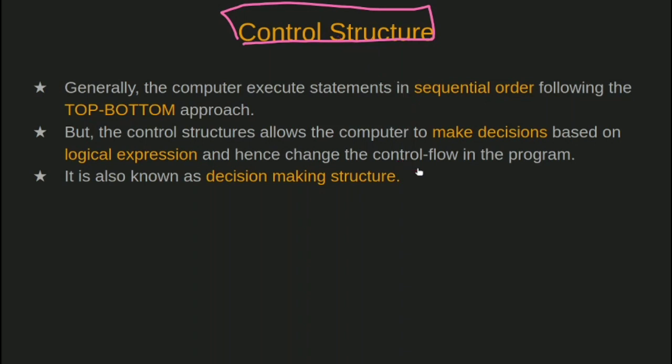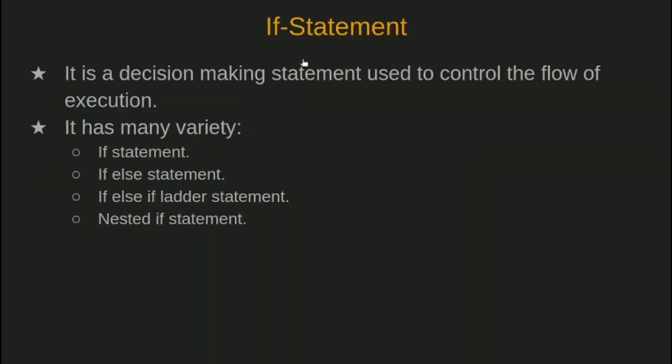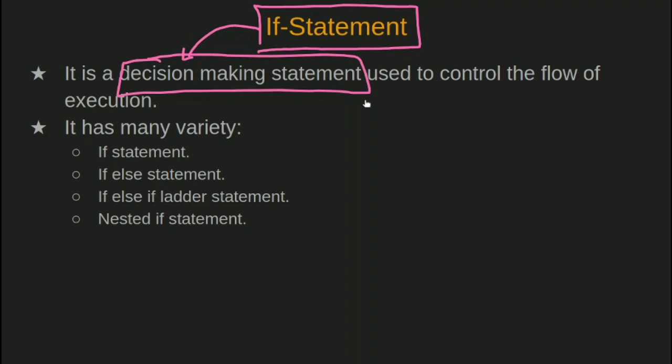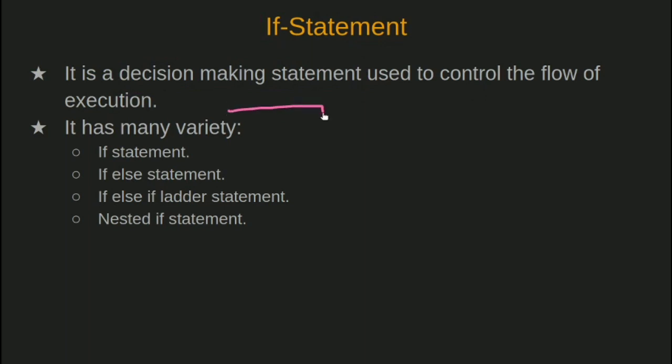Now that we know what a control structure is and what it does to a program, let us look at the different types of control structure that the C programming language has to offer. Let us now discuss the first type of control structure, and that is our if statement. The if statement is a decision making statement, and it's used to control the flow of execution. This if statement comes in many varieties, such as the simple if statement, the if else statement, the if else if ladder, and lastly the nested if. Let us now look at these varieties one by one.